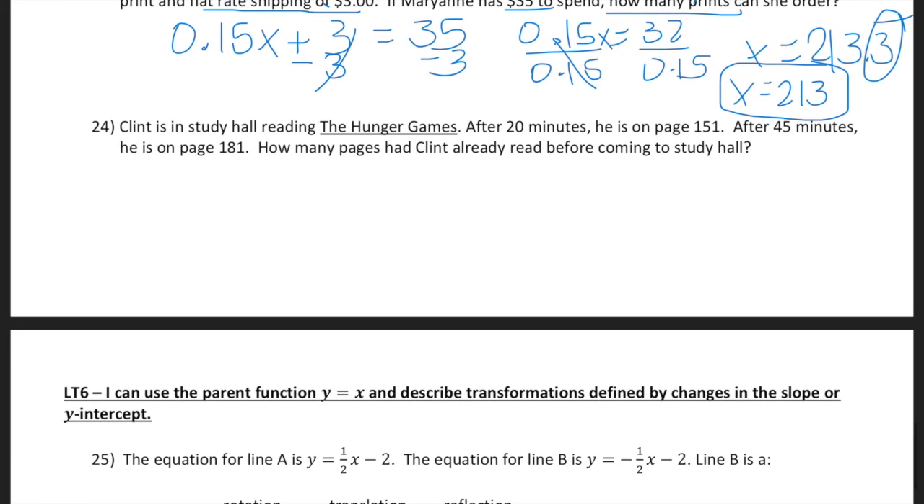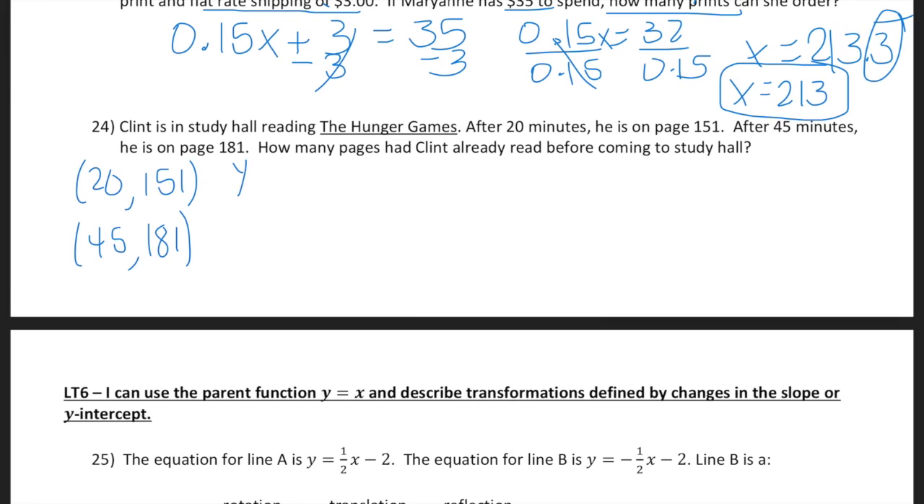And for number 24, we're talking about Clint, who's in study hall reading The Hunger Games. After 20 minutes, he's on page 151. After 45 minutes, he's on page 181. How many pages had Clint already read before coming to study hall? Okay, so let's see. It looks to me like we have a 2-point situation again. After 20 minutes, he's on page 151. After 45 minutes, he's on page 181.